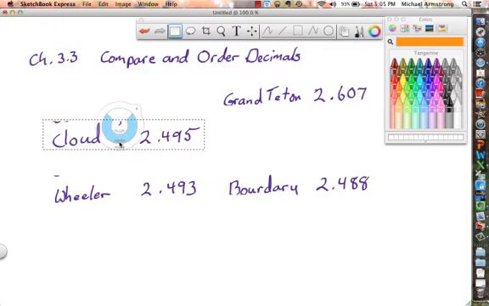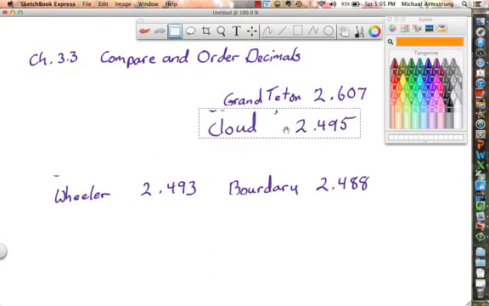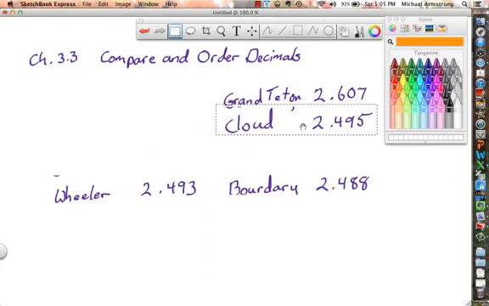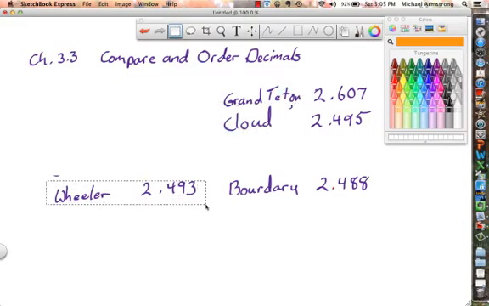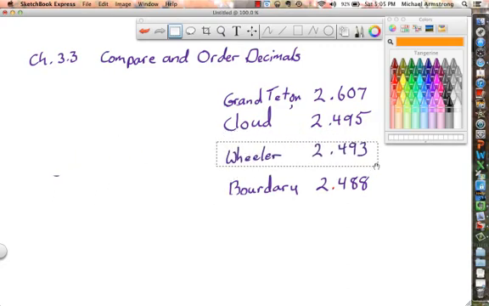Come on. It's not letting me move it. Let me try again. There we go. Cloud Mountain is bigger. And Wheeler Mountain is the next biggest. And the last biggest should be Boundary if we did it all right.